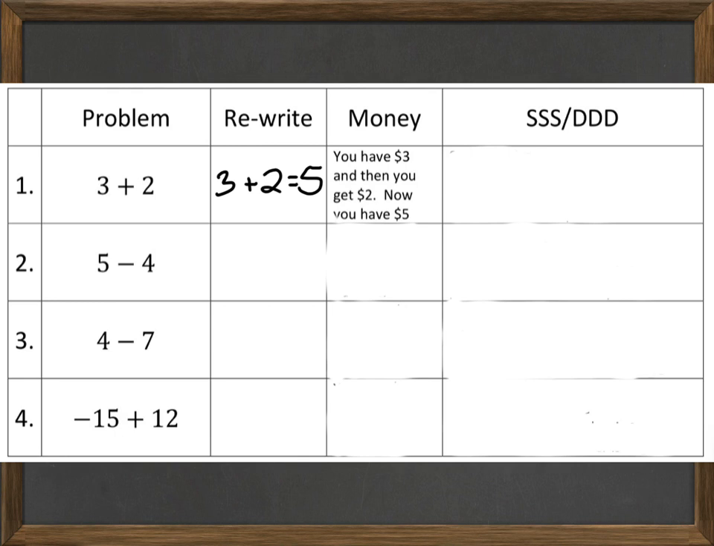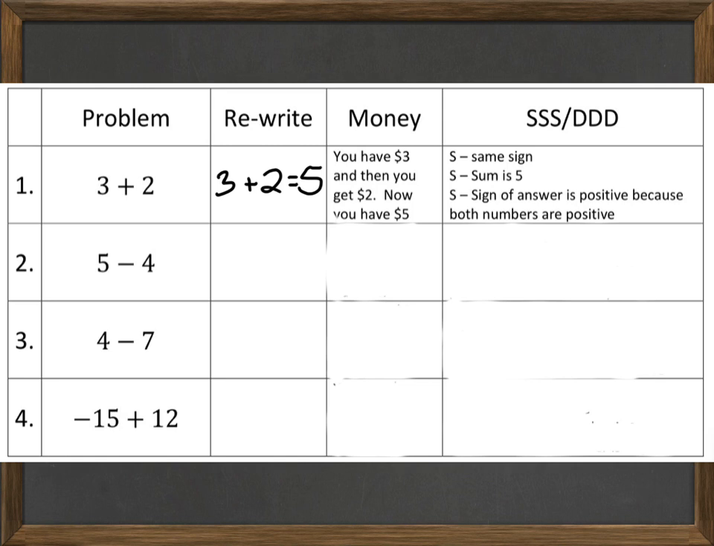I can also interpret this using the SSS-DDD method, which is to say that they have the same signs, so therefore I have to find their sum. The sum is 5, and since both numbers are positive, the final answer, 5, is also positive.